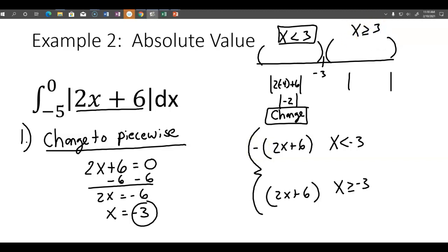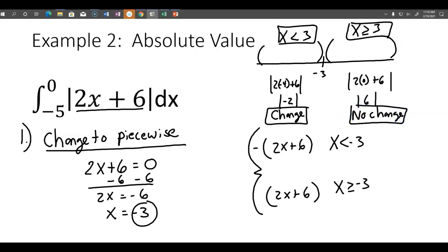But we could check just to be sure. Let's see what happens to the right of -3. Let's pick a number bigger than -3, like 0. The absolute value of 6 is 6. There was no change, so for that one, we won't put a negative in the front.